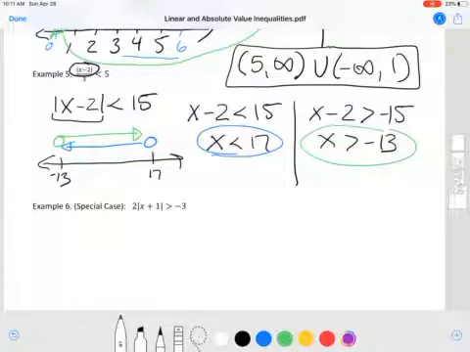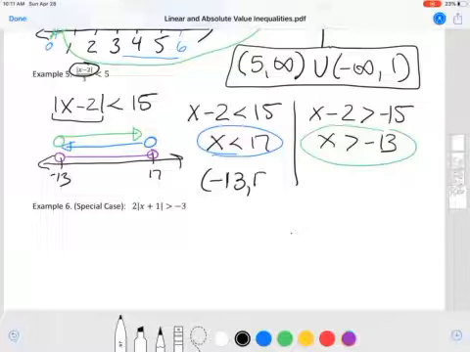So where they overlap would be from here to here. So when I write down my final answer in interval notation, because I'm not including either the negative 13 or the 17, I'm going to write it like this. And both the negative 13 and the 17 are not included, so I need to use parentheses with both.